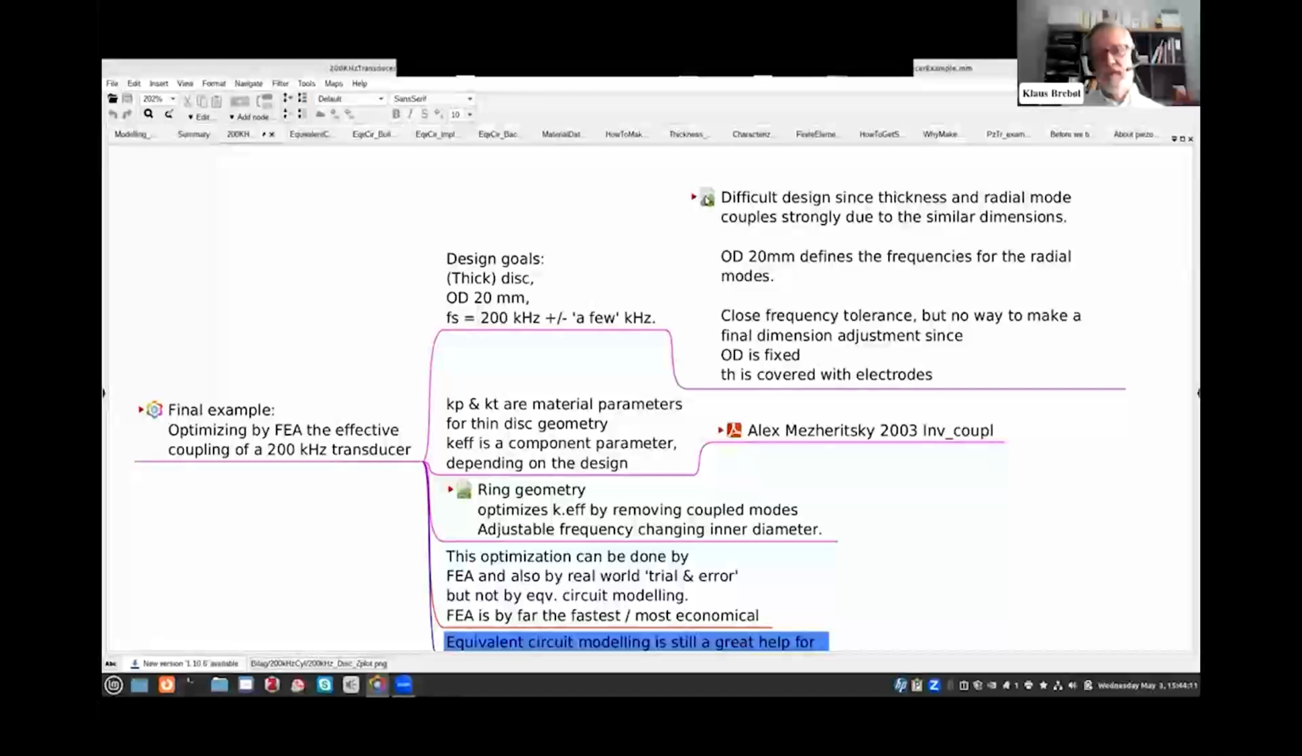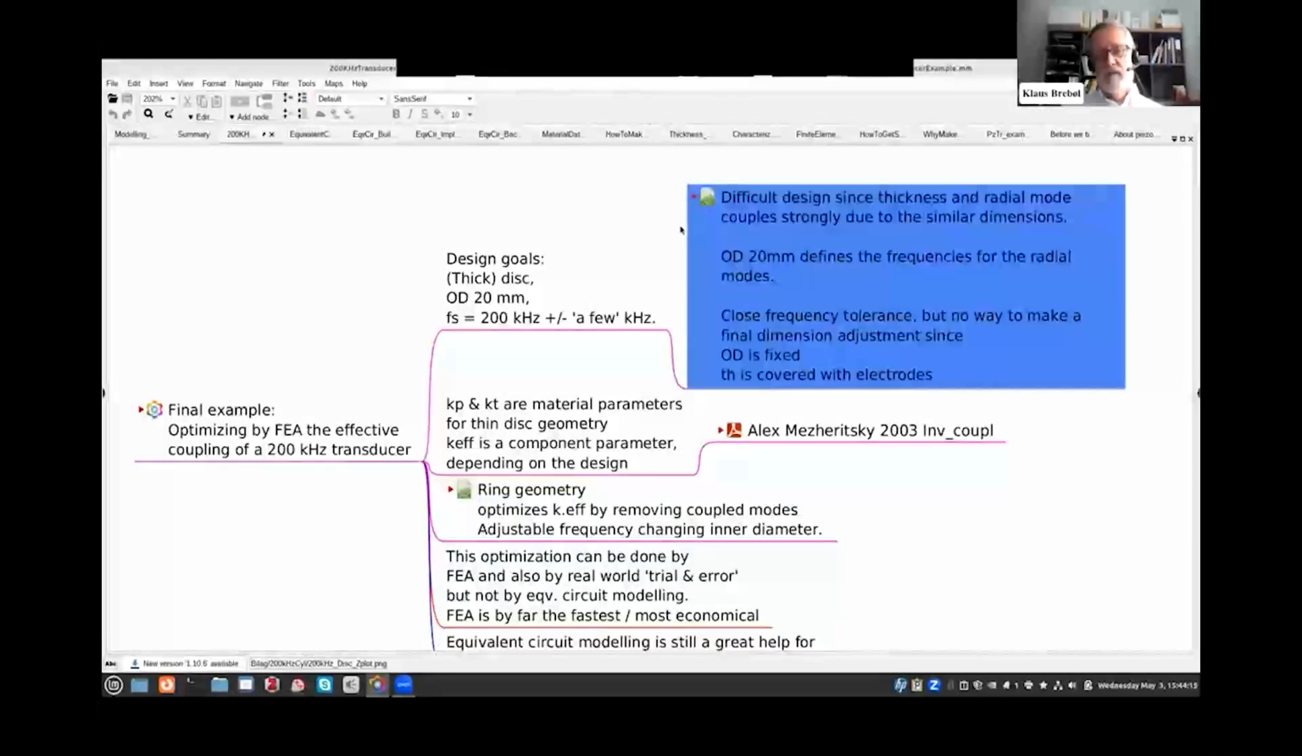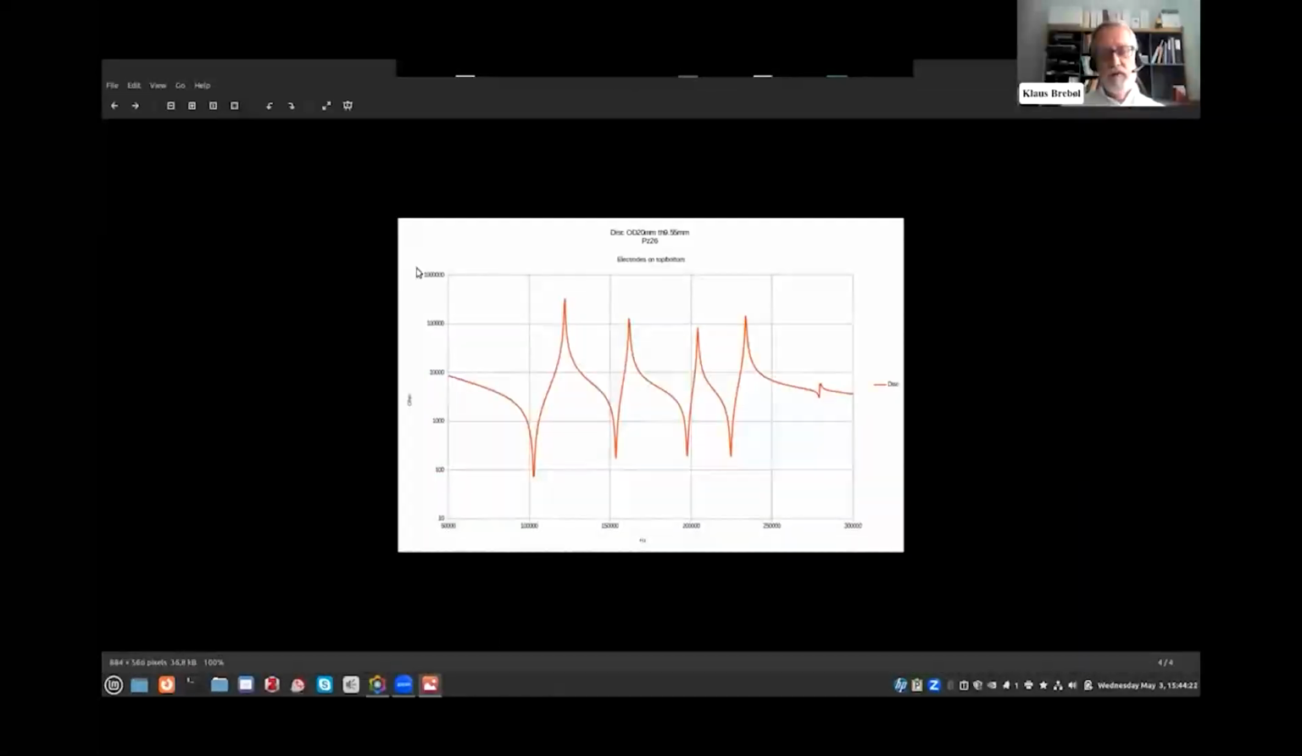Instead of having just one radial mode and one thickness mode, we have a mesh of modes that couple with each other.